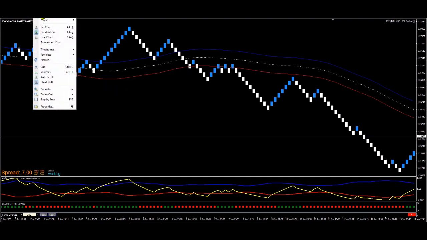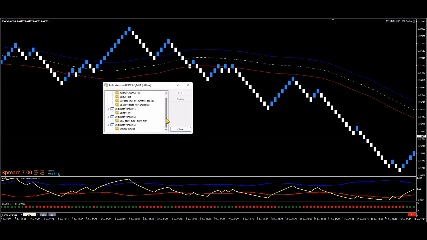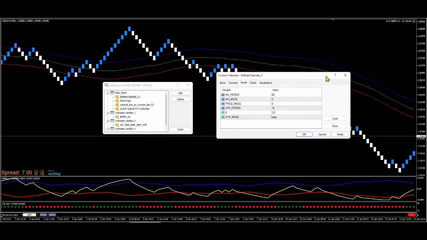If we open up our charts indicators, these are all of our indicators. Let's take a look at our Keltner channel inputs. If you want to do a quick screen grab, here are the inputs for the Keltner channel. I have a moving average period of 60, a mode of 0, the price mode of 5, ATR 10. The K is kind of that deviation of 2, and an ATR mode is false.